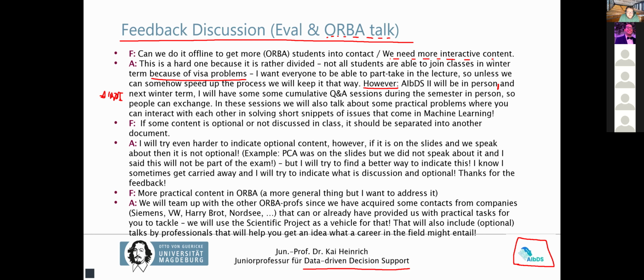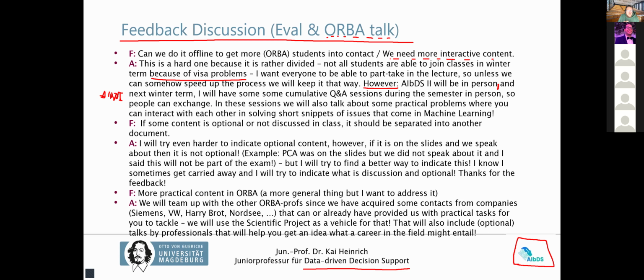There is not really any actual optional content, so it should all be interesting to you. If not, then you're probably in the wrong class. However, I understand that if I talk a lot about other things, I should at least mark it optional. I try to do this here and there.